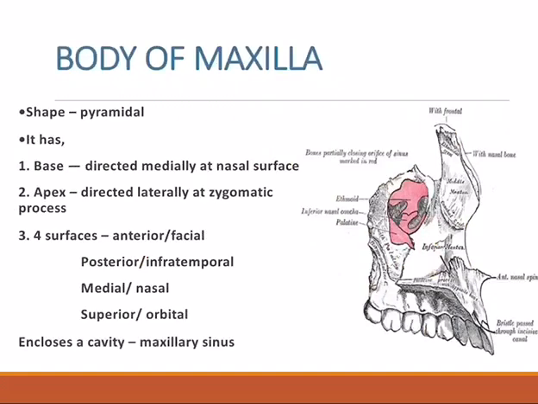Body of maxilla. Its shape is pyramidal, as clearly seen in the diagram. It has a base directed medially at the nasal surface, and an apex directed laterally at the zygomatic process. It has four surfaces named anterior or facial, posterior or infratemporal, medial or nasal, and superior or orbital. It encloses a cavity called the maxillary sinus.